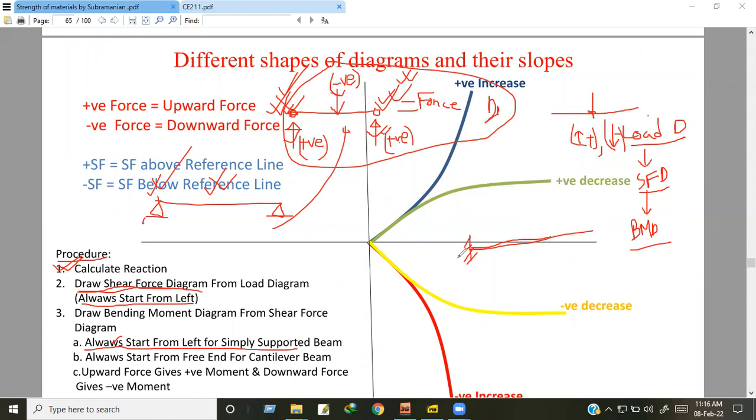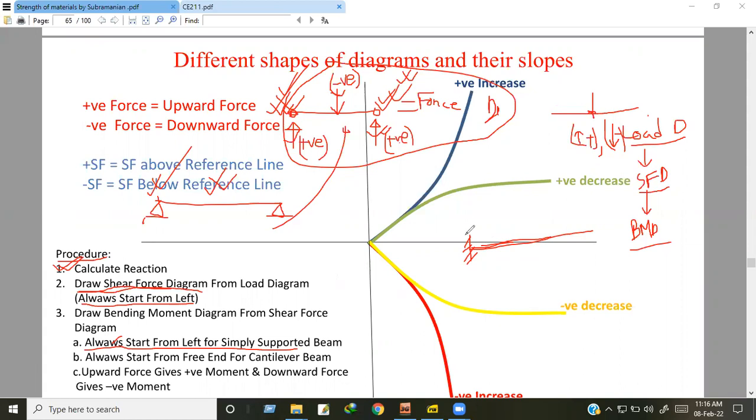Will you know what is simply supported beam, what is a cantilever beam, what is a continuous beam? Will you know? জানি কিন্তু বুঝাইতে পারতেছি না স্যার। I will repeat.